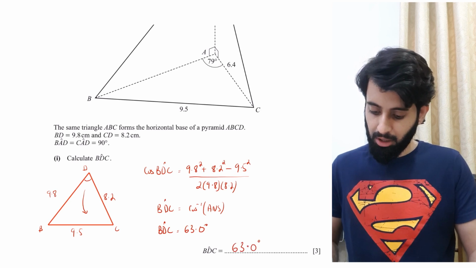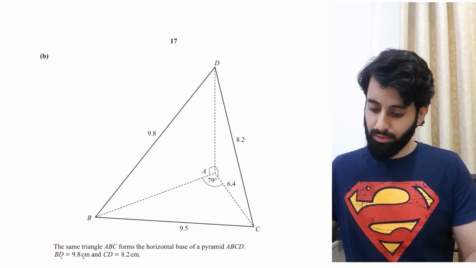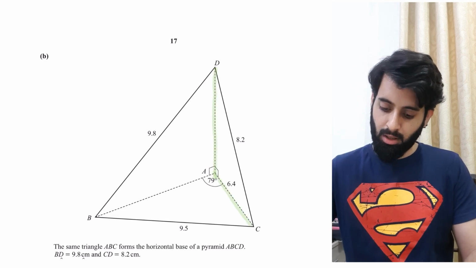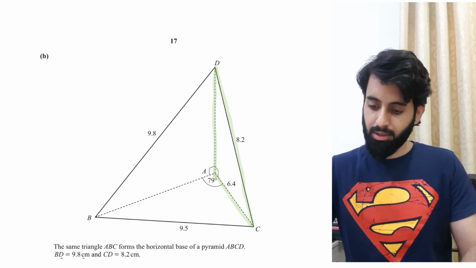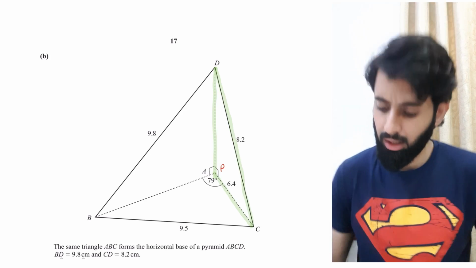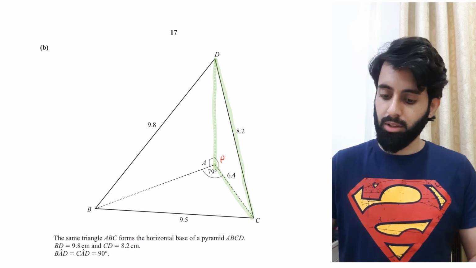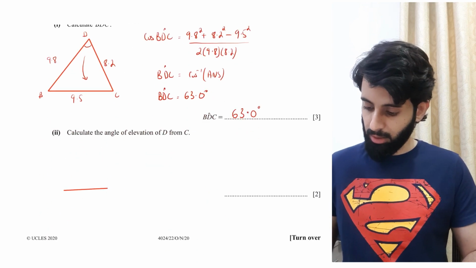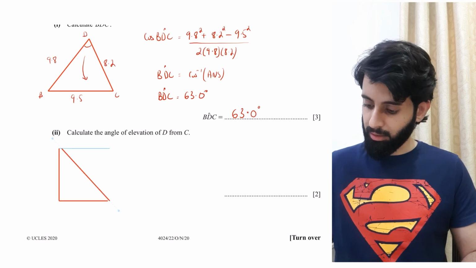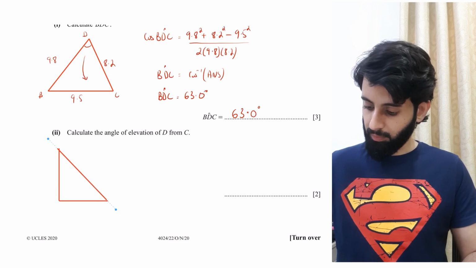Okay, calculate the angle of elevation of D from C. So again, we need to decide what triangle we're going to use. We don't really have a name for that point, so I'm just going to call it P, so that it's easy for us to refer to it. I'm going to be using DPC or CPD, whatever you wish to call it. Again, I encourage you guys to draw this separately. So here's what I'm doing. It'll hardly take you 30 seconds, but this way your chances of being confused will go down.